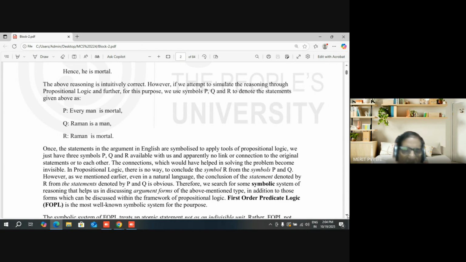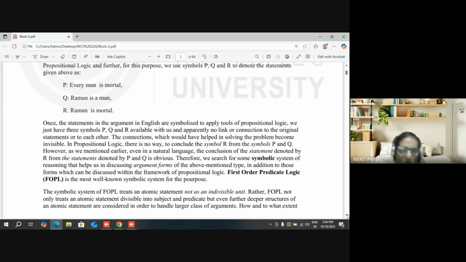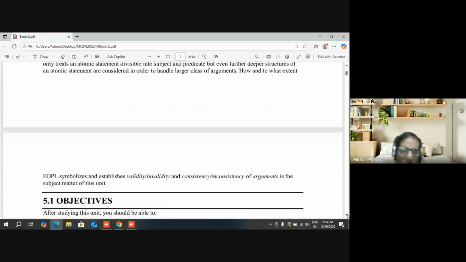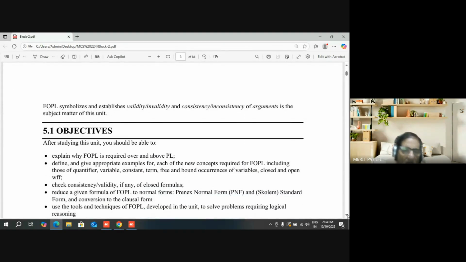However, as we mentioned earlier, even in natural language, the conclusion of the statement denoted by R from the statements denoted by P and Q is obvious. Therefore, we search for some symbolic system for reasoning that helps. First order predicate logic is the most well-known symbolic system for the purpose. So the objective is to explain why FOPL is required over and above propositional logic.